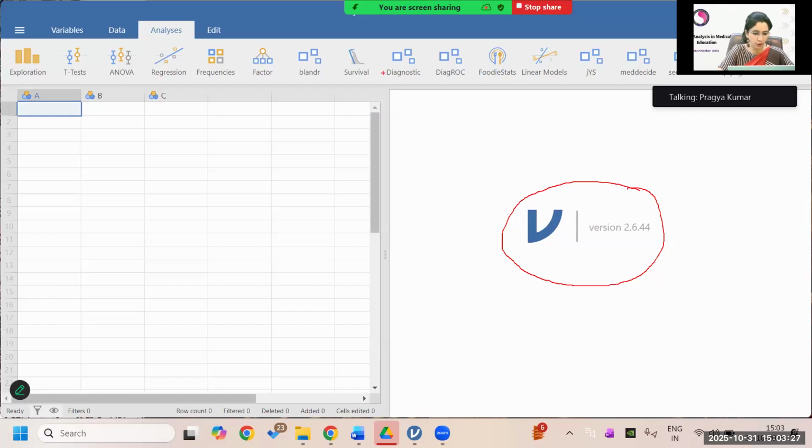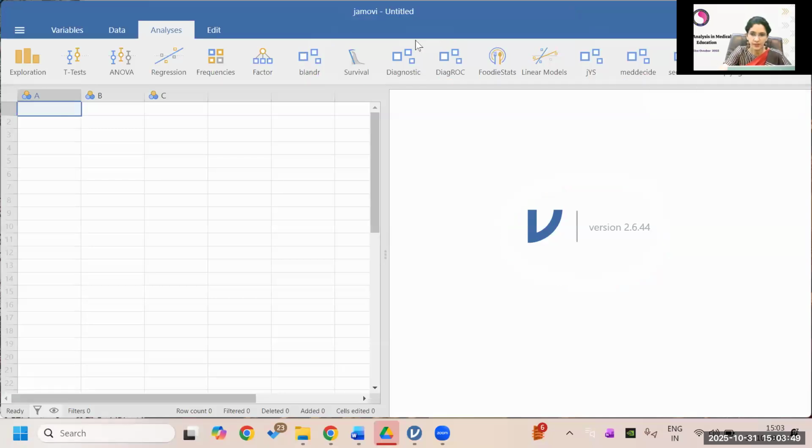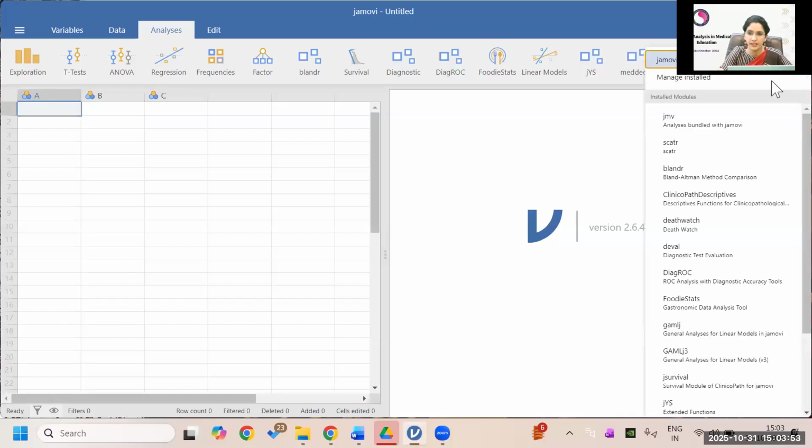All those modules which you can see here, a lot of modules like survival, diagnostic, linear models, MedDecide, Seolmatrix, etc., are the modules which we download when we have to use them. Not download, we call it installation of the module in Jamovi. So how do we do this? There's a plus sign here. If you click this plus sign, it will show you two options.